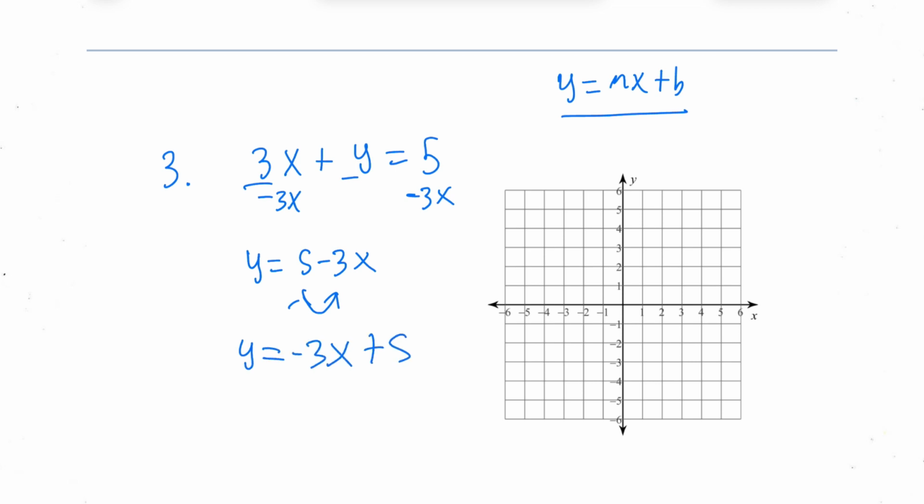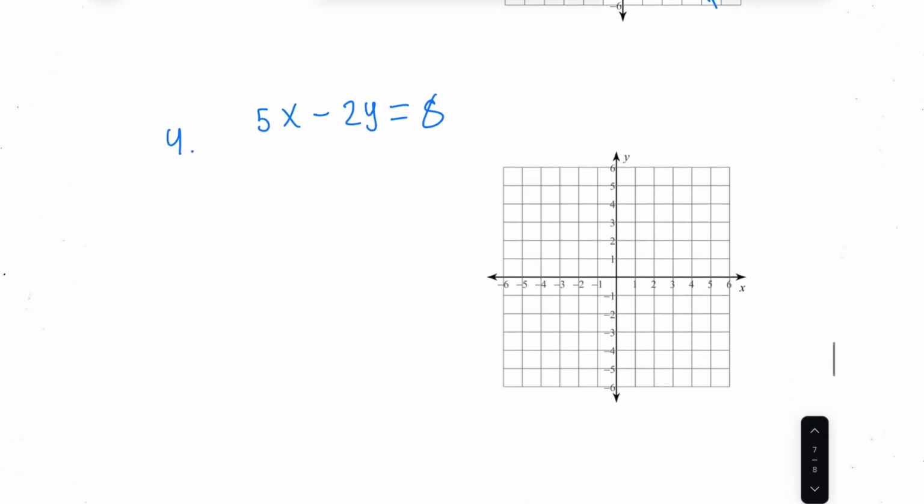And from there, we just graph as we would. We have an intercept of 5, and we have a slope of -3. So it means we're going down 3 times into the right once. 1, 2, 3, to the right once. And that is one of our points. And that's it for graph number 3. Let's take a look at graph number 4.